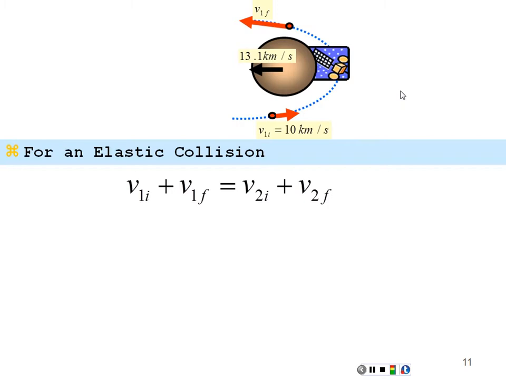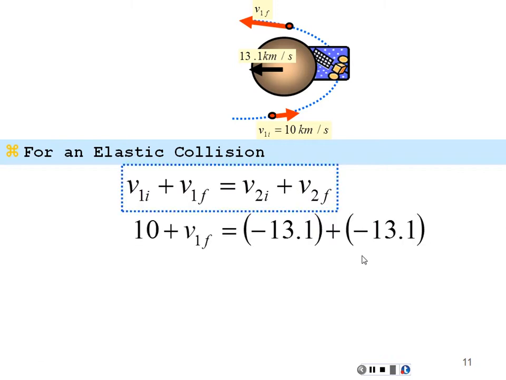And we know for an elastic collision that the sum of the velocities of one particle before and after the collision equals the sum of the velocities of the other particle before and after the collision. V1 initial plus V1 final equals V2 initial plus V2 final. In this case, our spacecraft is mass 1, so it's moving at 10 kilometers per second initially. We want to find its final velocity. Jupiter is moving at negative 13.1 kilometers per second in the opposite direction, and that'll be its initial and final velocity. In fact, it's not going to change its velocity as a result of the satellite going around.